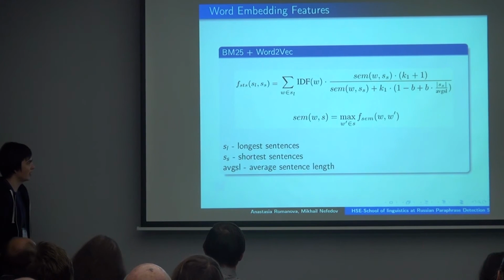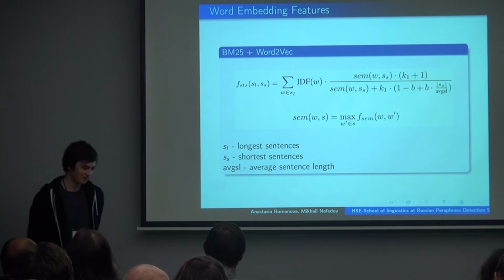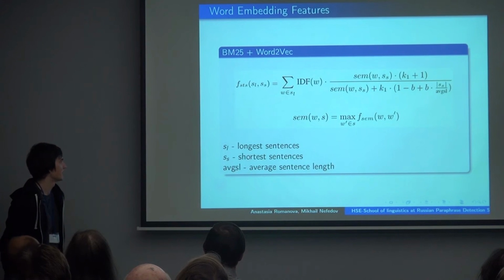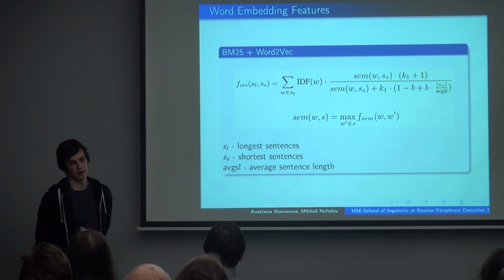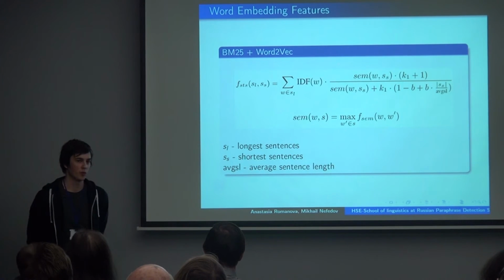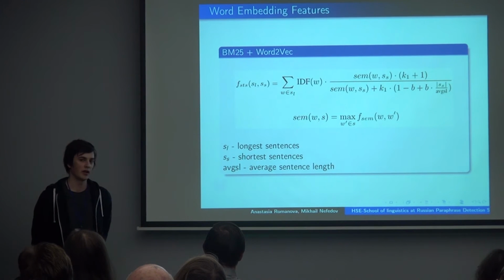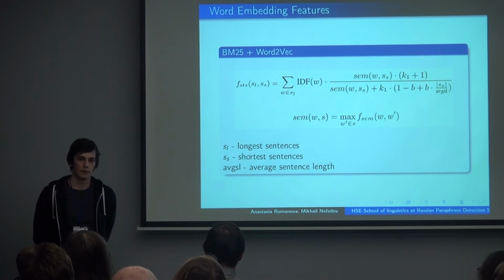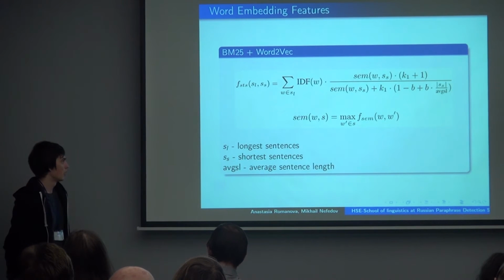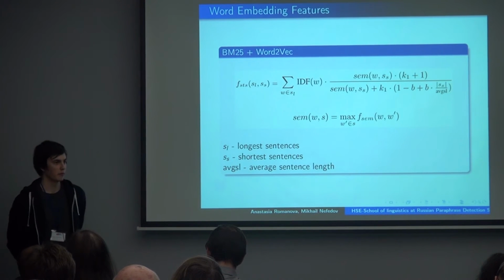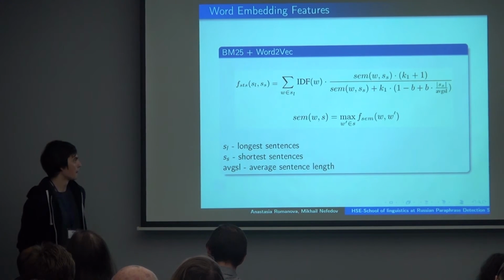Now to the features. They are actually quite complicated. The first method is a combination of the BM25 algorithm and word2vec. BM25 is an old and well-known algorithm that is used for ranking in information retrieval. It computes the similarity between two sequences of words, with one usually being a search query and another a document in the corpus.